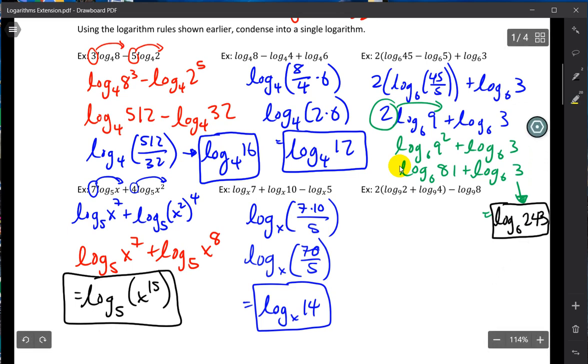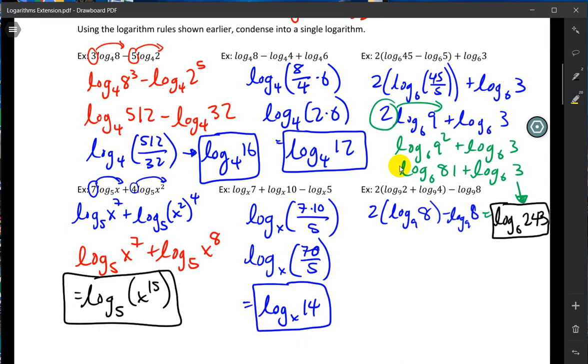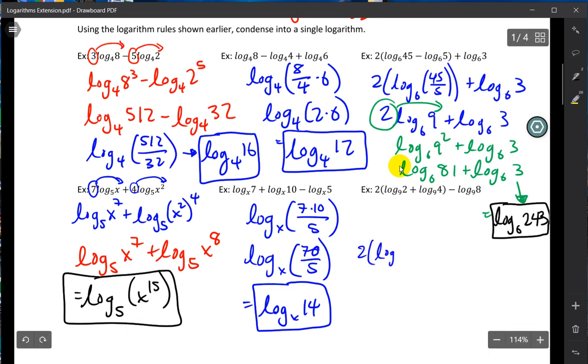Okay. This one here. As you can see in the parentheses, we can simplify that. So this is 2 times log base 9 of 4 plus 4, because we have the addition here. So this is log base 9 of 8 minus log base 9 of 8. Actually, hold on. Let me put this on a different line so it doesn't look confusing. So we have 2 times log base 9 of 8 minus log base 9 of 8.